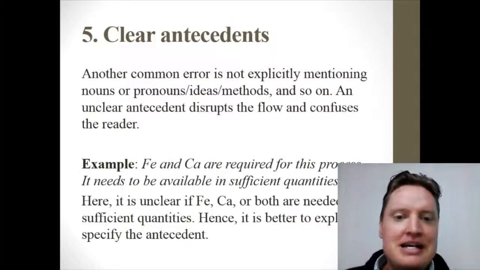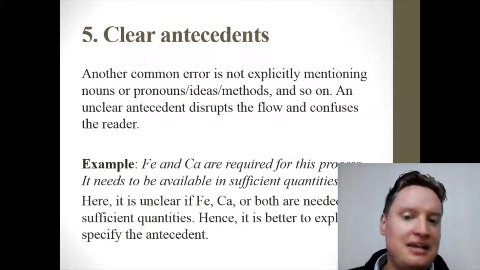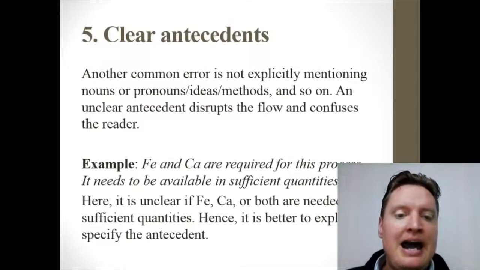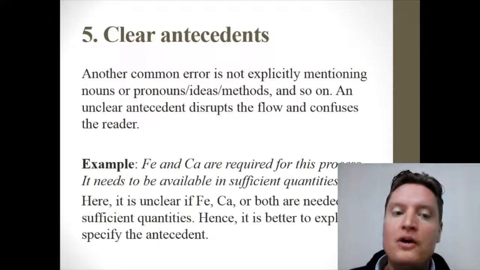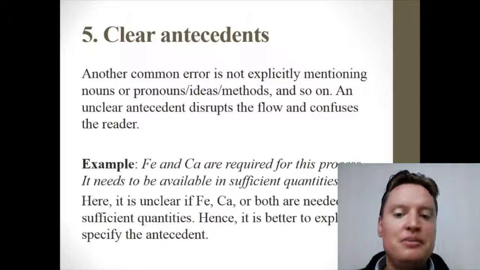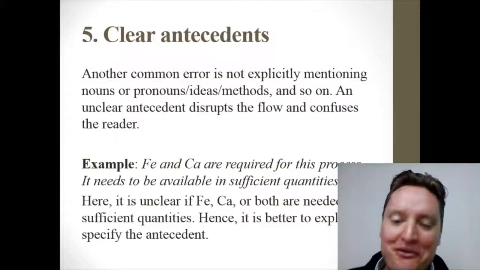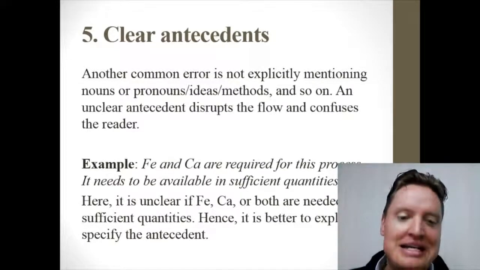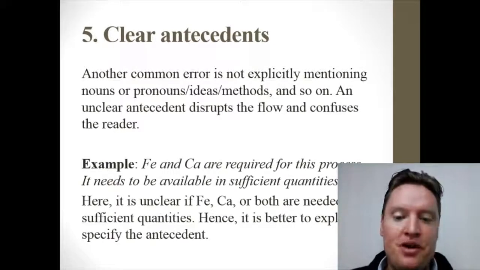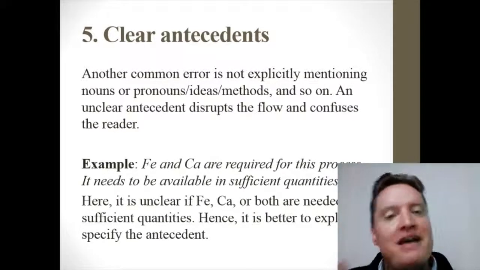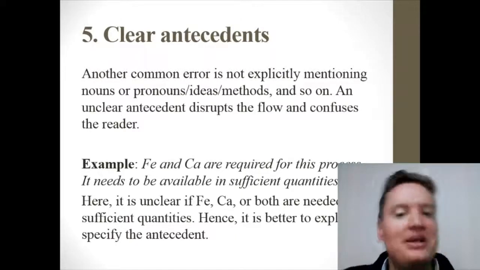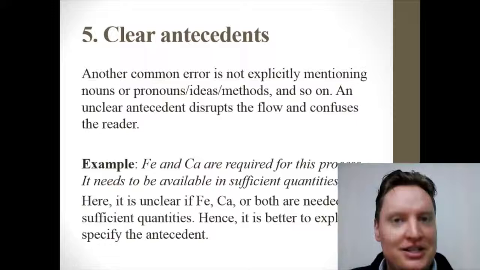Clear antecedents. Another common problem is not explicitly mentioning nouns or pronouns, like ideas or methods and so on. An unclear antecedent disrupts the flow and confuses the reader. For example: these chemicals are required for this process. It needs to be available in sufficient quantities. The problem is, I don't know which chemical or element you are referring to, or maybe they're both needed in sufficient quantities. Therefore, it's better to say specifically that iron or calcium is required in specific quantities.